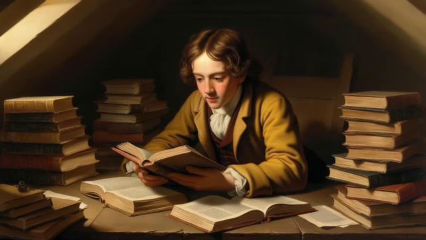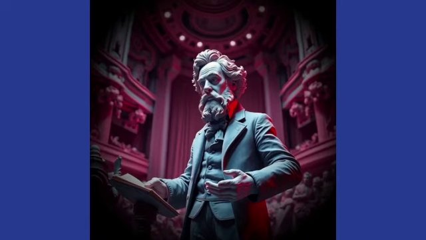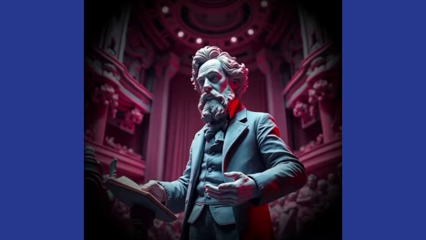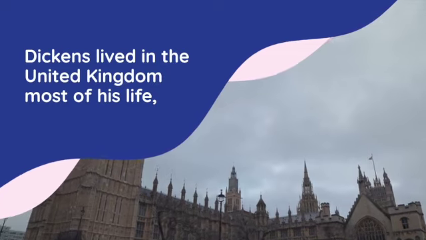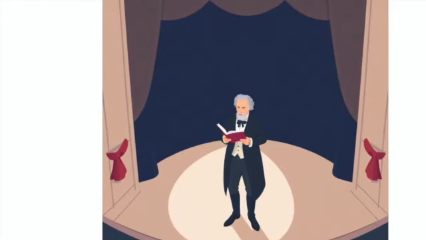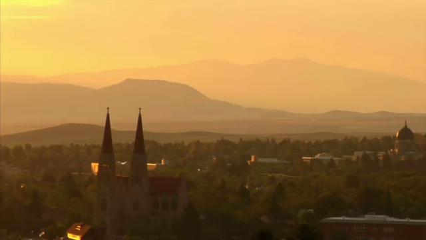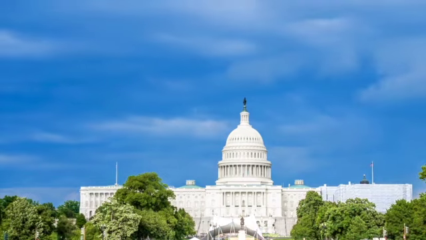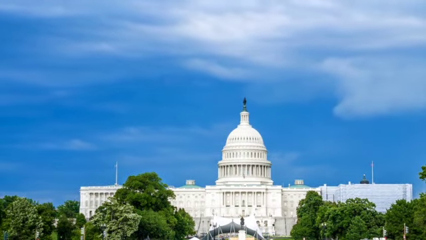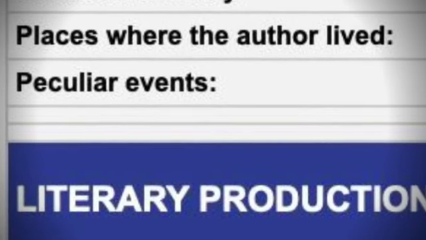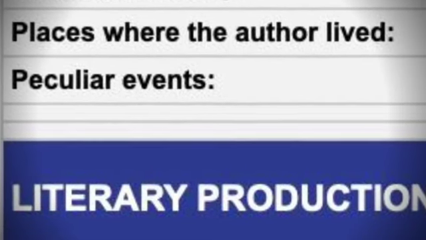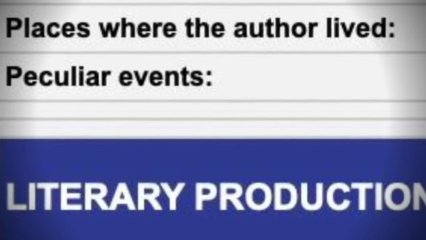He was left with little formal education, but he taught himself by reading, which fueled his writing and made him a literary giant. And now about the places where the author lived. Dickens lived in the United Kingdom most of his life, but he also spent some time in the United States. His travels gave him new ideas for his stories, and some of his works reflect what he saw in these places.